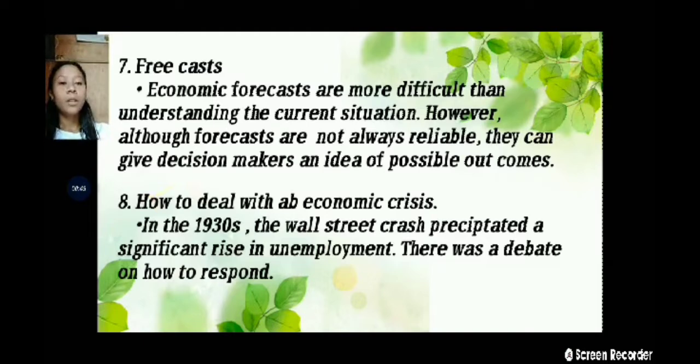How to deal with economic crisis. In the 1930s, the Wall Street crash precipitated a significant rise in unemployment. There was a debate on how to respond. Many Western governments increased taxes, tariffs, and benefits. This response caused John M. Keynes to develop a new branch of economics focused on dealing with a persistent recession.